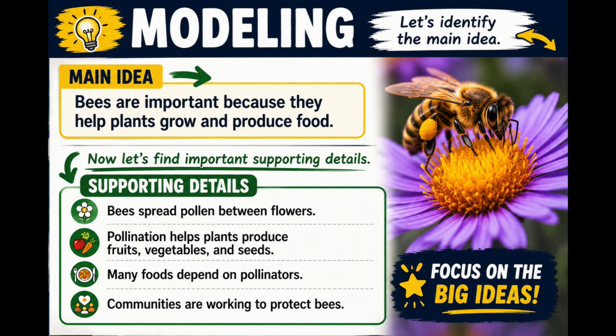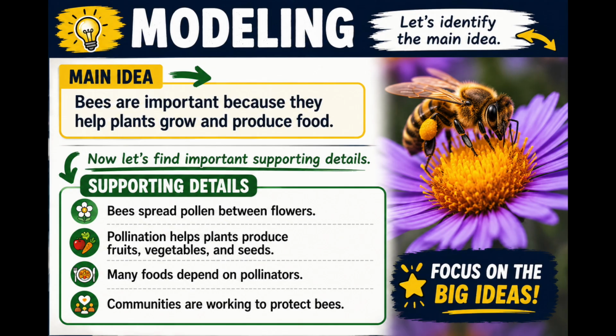So now we are going to model what we would pull out of the text and put in our own words to create our summary. We'll start off by identifying the main idea. The main idea of this passage is bees are important because they help plants grow and produce food.